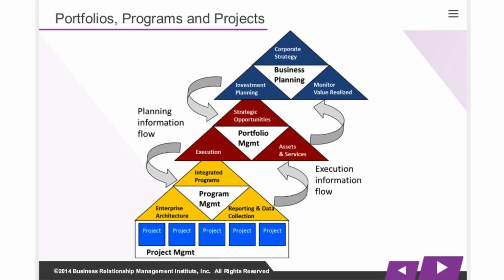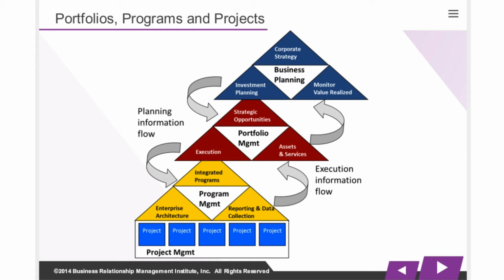The diagram on your screen illustrates the position of portfolio management in the wider enterprise investment context. At the top is business planning, comprising corporate strategy, investment planning, and value realization monitoring. At the bottom is program management, comprising programs of integrated projects, project and program data collection and reporting, and enterprise architecture. Portfolio management sits between these two.